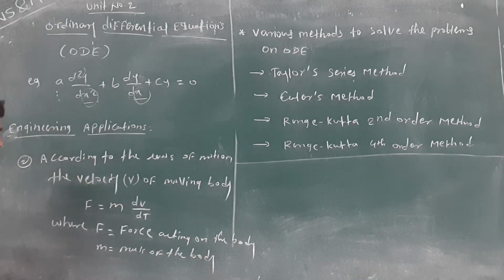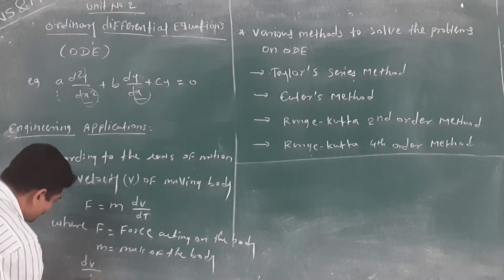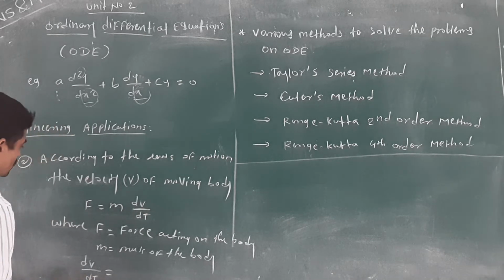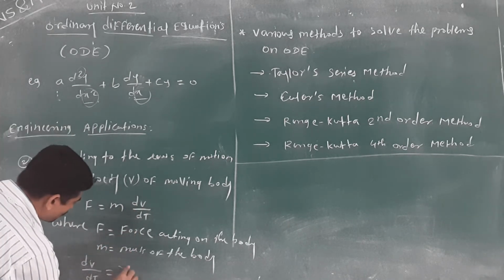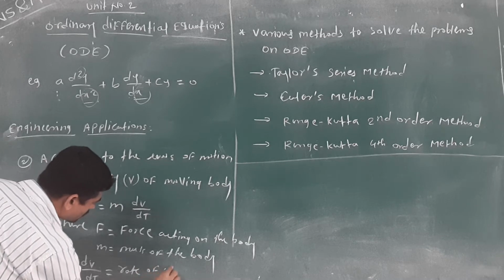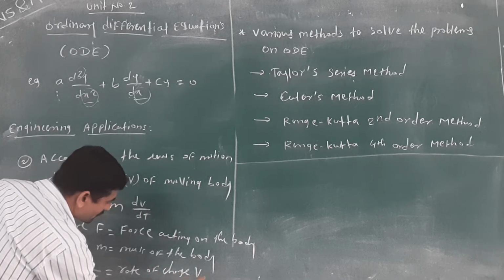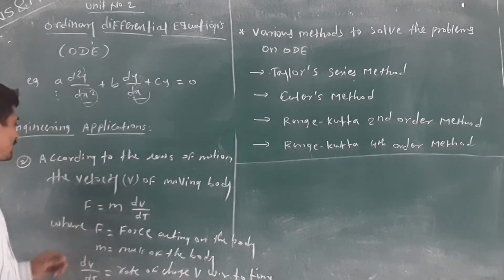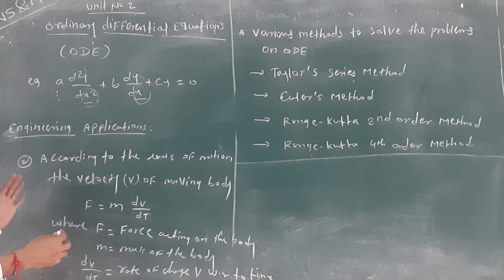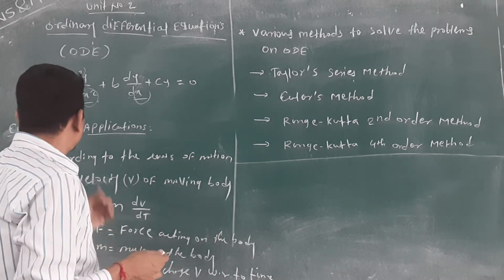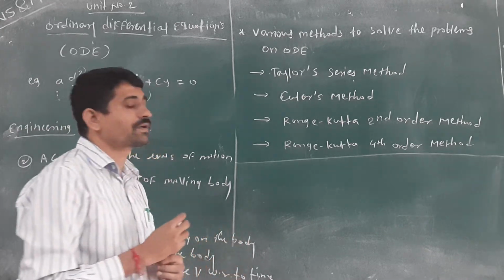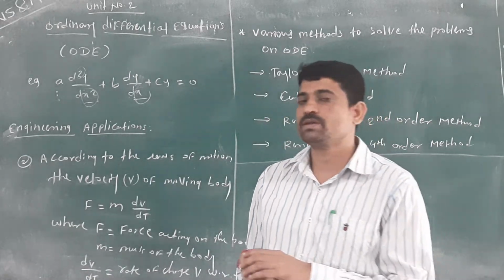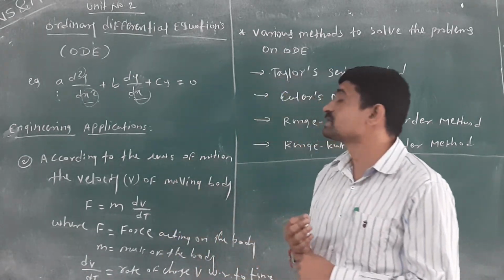And what is dv by dt? dv by dt is the rate of change of velocity with respect to time. That application we can solve with the help of an ordinary differential equation. Are you getting some idea why we use the ordinary differential equation?